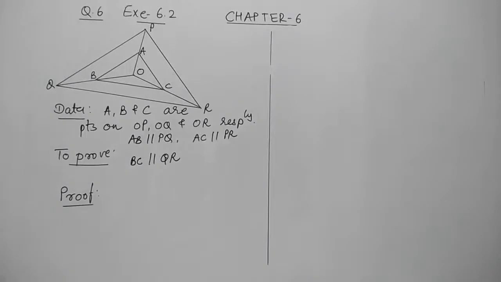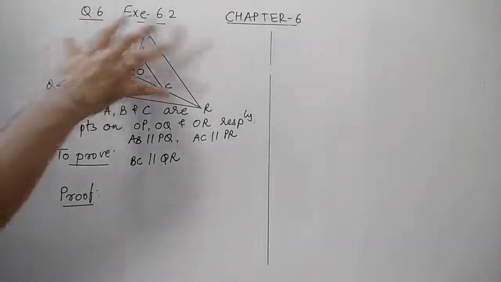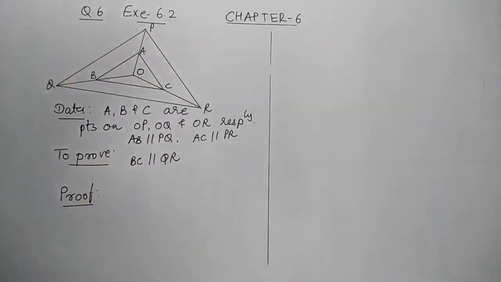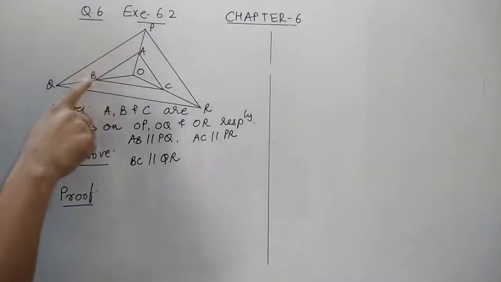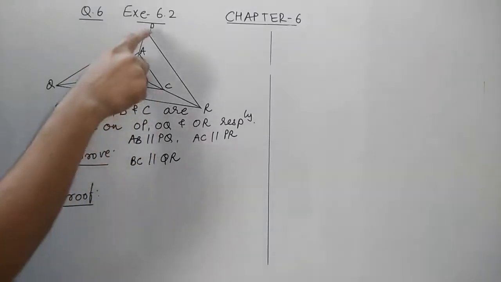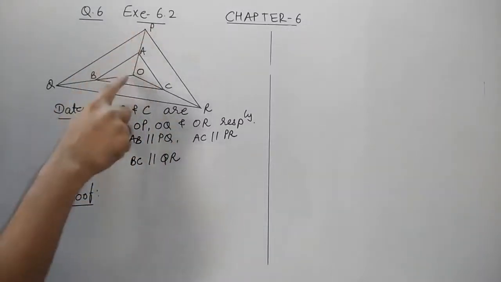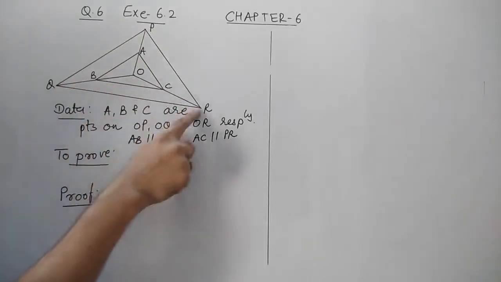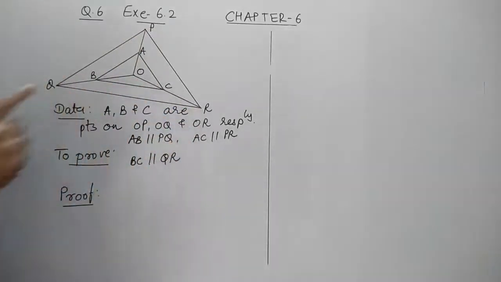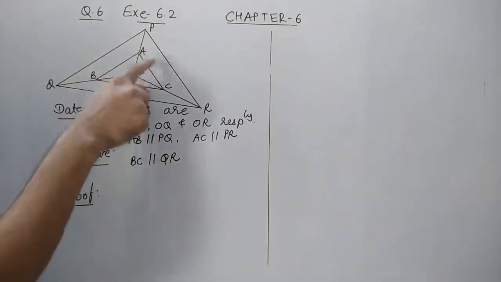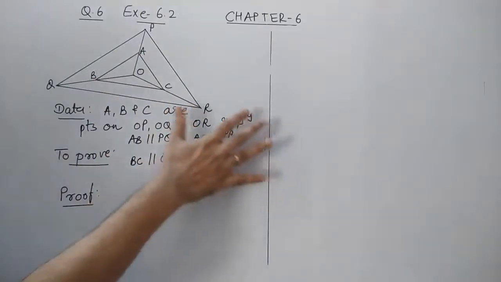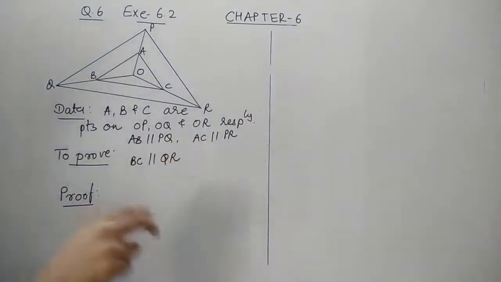Let's continue with question number 6 here. Again, it is almost like the fifth one, but slightly different. So here it is given that points A, B and C lie on the line segments OP, OQ and OR such that, look at this, AB is parallel to PQ and AC is parallel to PR. This is given in the data. So we have to prove that BC is parallel to QR. So it is not at all difficult.